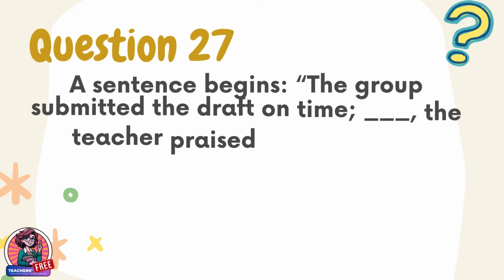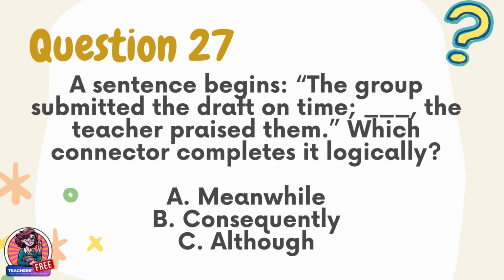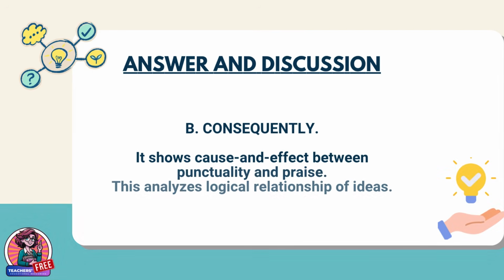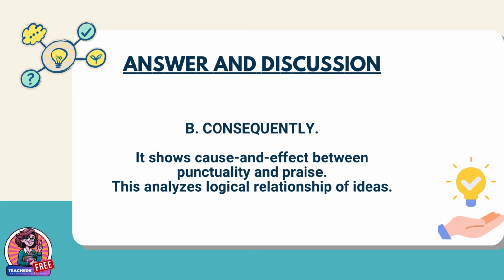Question 27. A sentence begins, "The group submitted the draft on time, blank, the teacher praised them." Which connector completes it logically? A. Meanwhile. B. Consequently. C. Although. Answer. B. Consequently. It shows cause and effect between punctuality and praise. This analyzes logical relationship of ideas.